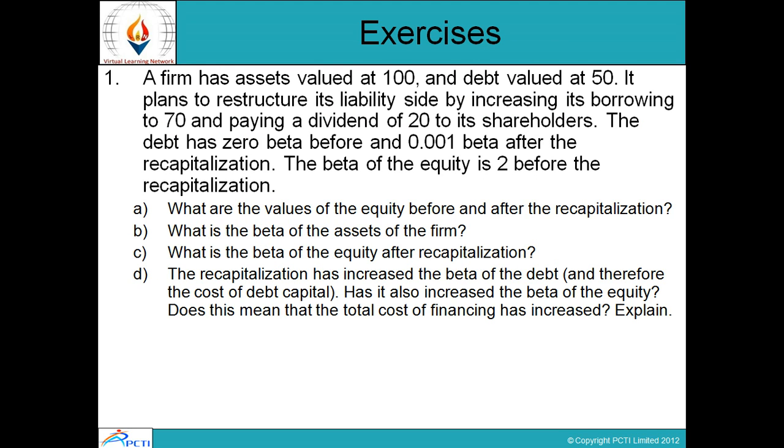Exercise. A firm has assets valued at 100 and debt valued at 50. It plans to restructure its liability side by increasing its borrowing to 70 and paying a dividend of 20 to its shareholders. The debt has 0 beta before and 0.001 beta after the recapitalization. The beta of the equity is 2 before the recapitalization. Number 1, what are the values of the equity before and after the recapitalization? Number 2, what is the beta of assets of the firm? Number 3, what is the beta of the equity after recapitalization? Number 4, the recapitalization has increased the beta of the debt and therefore the cost of debt capital. Has it also increased the beta of the equity? Does this mean that the total cost of financing has increased? Explain.